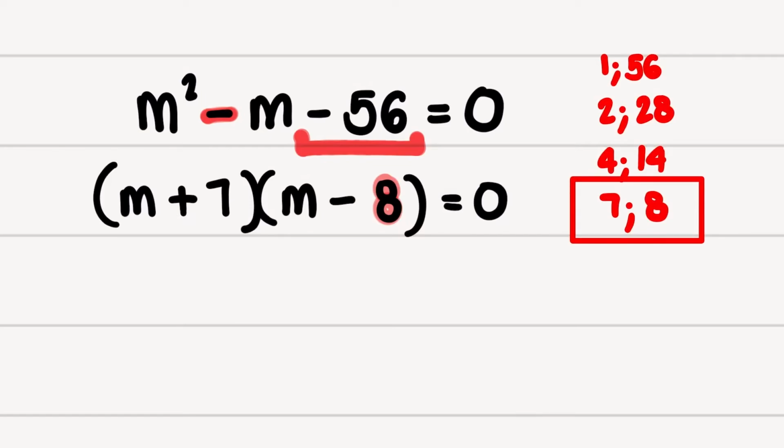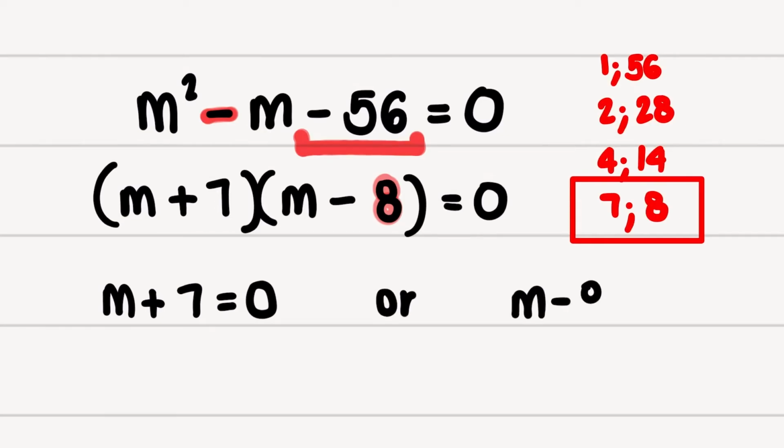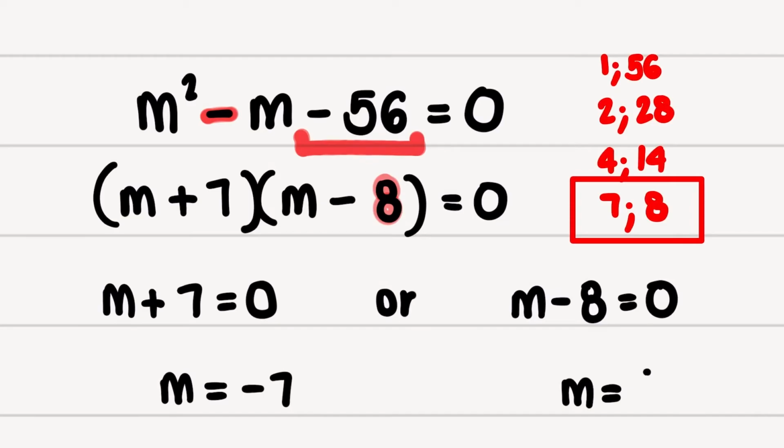But I still haven't solved for m, so now I have my two factors: m plus 7 equals 0, or m minus 8 equals 0. So if m plus 7 equals 0, m is equal to negative 7, and if m minus 8 equals 0, m would be equal to positive 8.